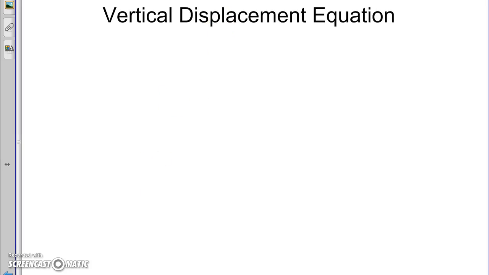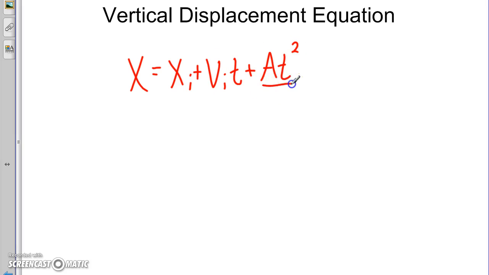Again, we had a displacement equation last time, and it looked like this. X is equal to xi plus vi times t plus at squared over 2. This was, again, from the last unit. This is our displacement equation. We can adapt it for vertical displacement. It's a bit more specific, though, right? Instead of just displacement, it's vertical displacement.